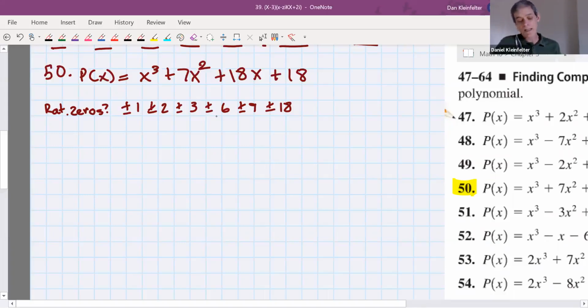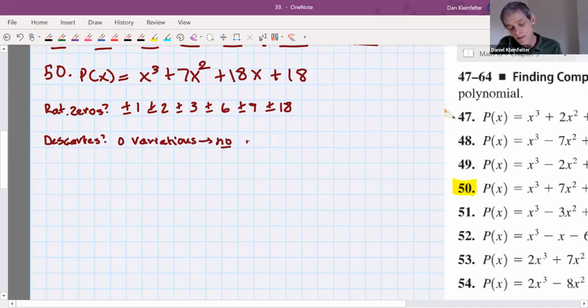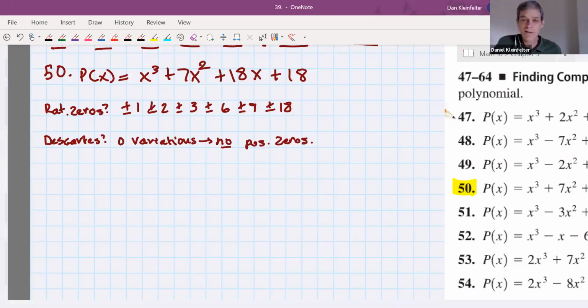So this time I think it'd be a good idea to see about using Descartes' rule of signs to see if maybe we can just limit some of that. So let's see if Descartes' rule of signs tells us anything. So here, I don't see any variations in sign in the whole polynomial, right? So if there's no variations, that means there's going to be no positive zeros. So that's great news, actually, because instead of having 12 possible rational zeros, now there's only 6. We don't have to consider any of the positive ones anymore.